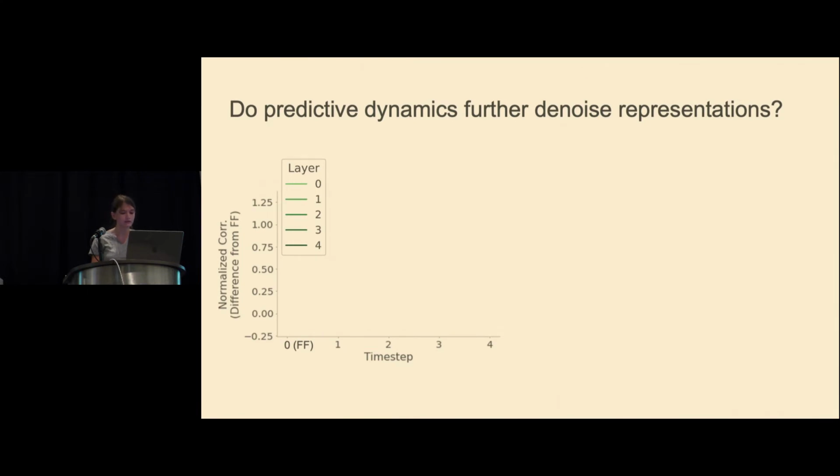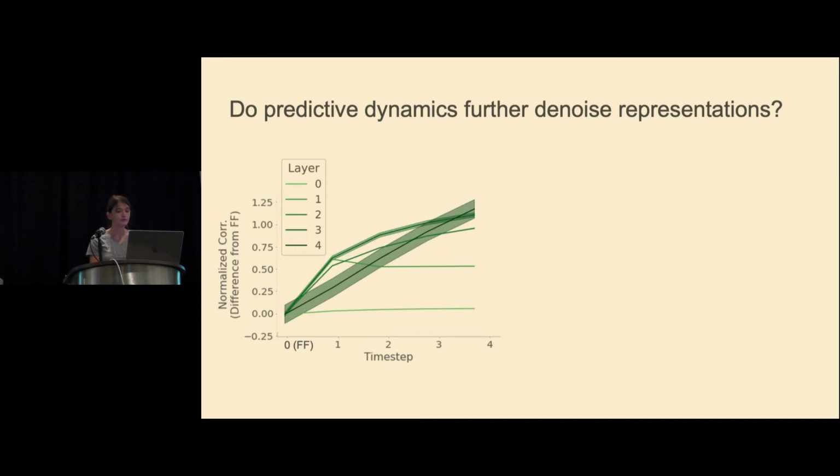So here on the x-axis is time step, and on the y, normalized correlation. And note that we're going to subtract off the 0th time step corresponding to the feed-forward response. So here are the results for the first layer of the network. We don't see a significant change across time steps. And here for the second, we see an increase for time step 1, but not later time steps. And here are the results for the other layers of the network. We see that for later layers, there's an increase in correlation across time steps.